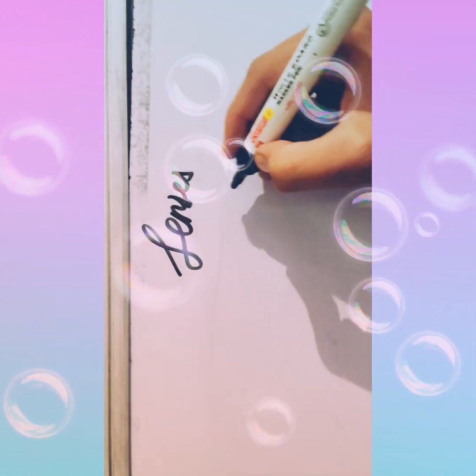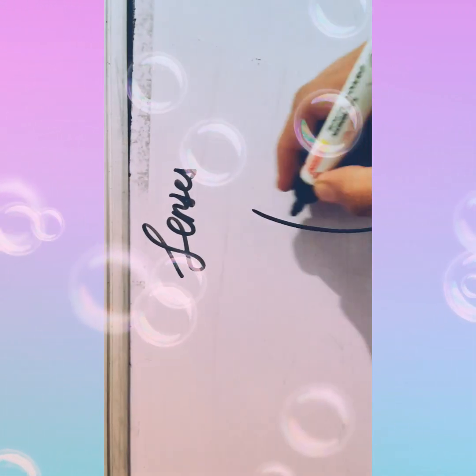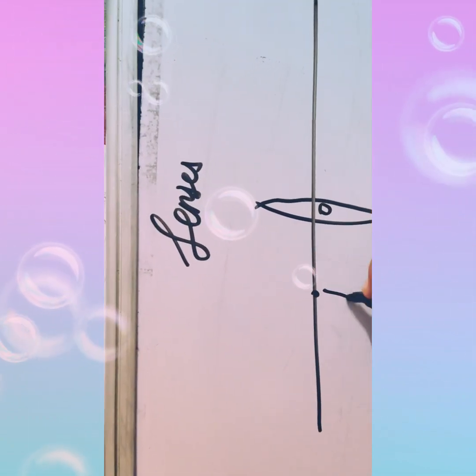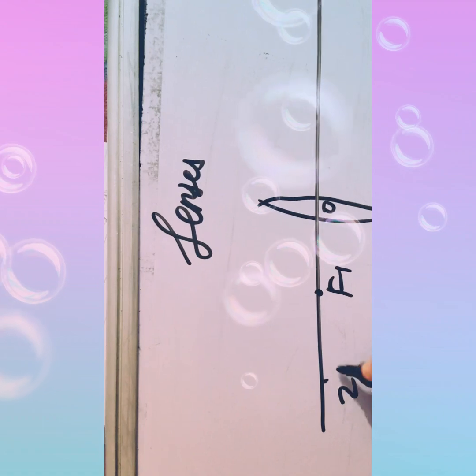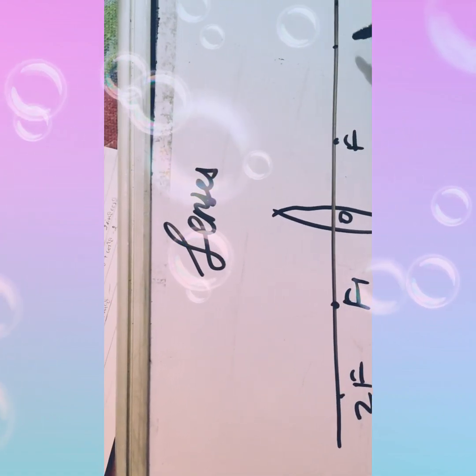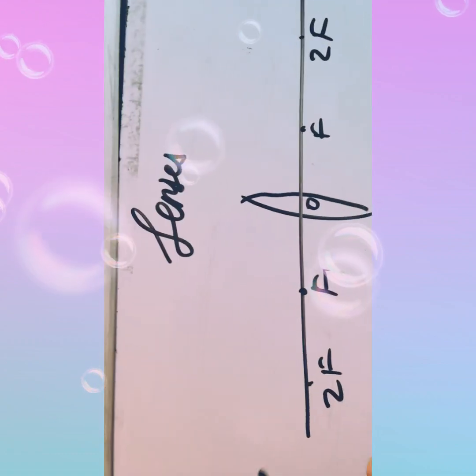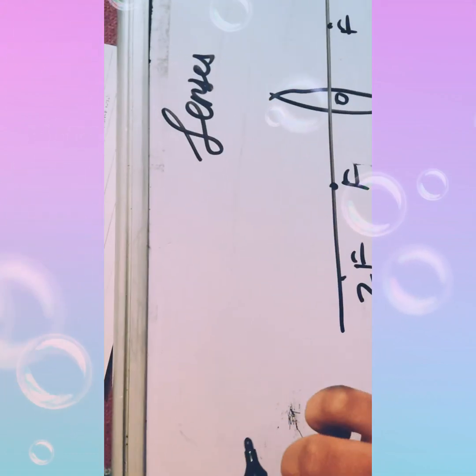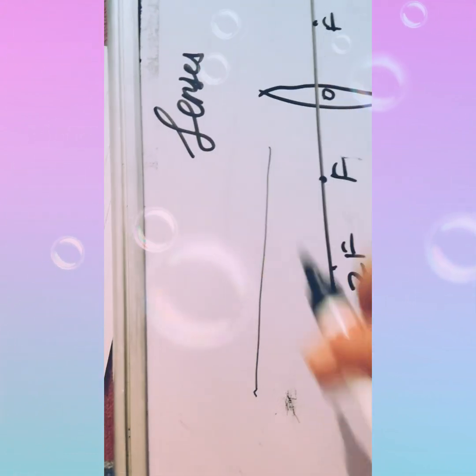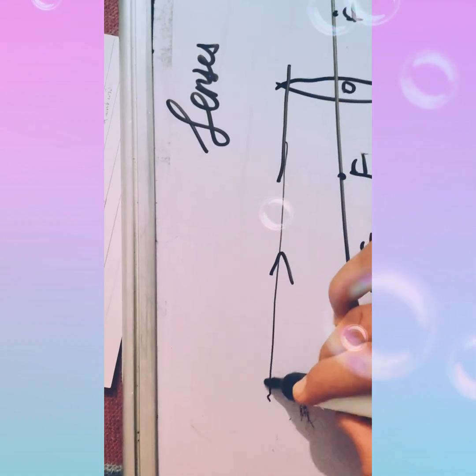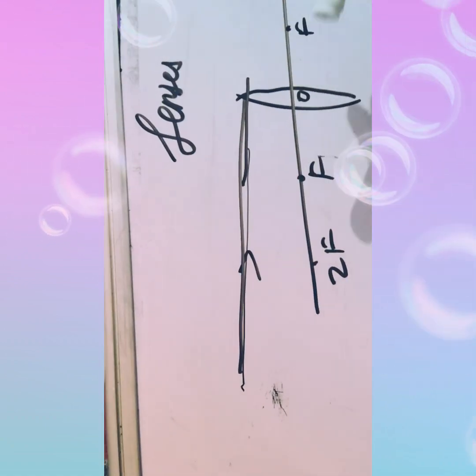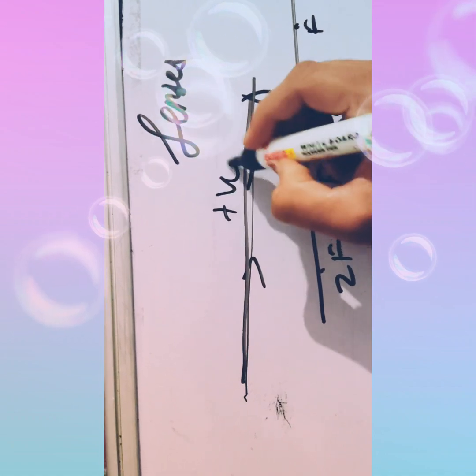So for lenses, we will use a different phenomenon. Just draw a convex lens. This is the optical center. This is F1, 2F, F, 2F, to the right one. So everything in the direction of the light. For example, assume that the light is going from this direction, like this. So everything in the direction of the light will be positive.